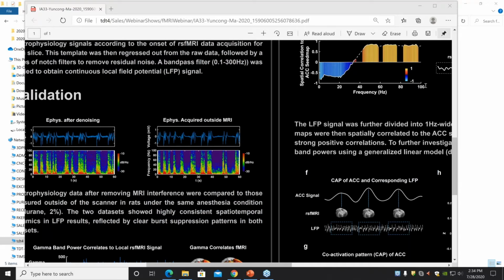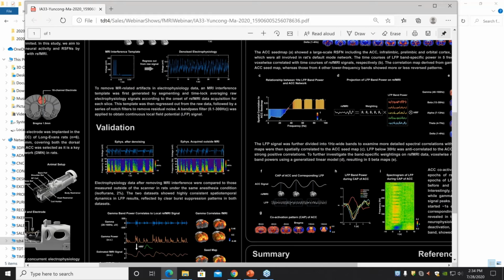And could you scroll down a little bit? Just to show some more validation results.